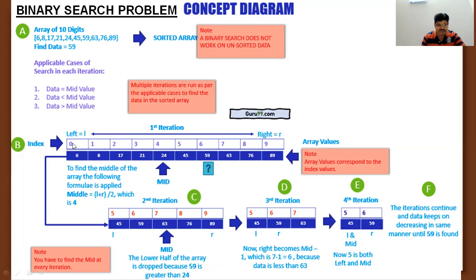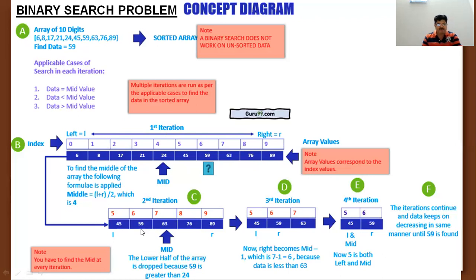Why have I ignored 0 to 4? Because we compare the key with the middle element. When we compare the key element with the middle element, the key element is greater than the middle element: 59 is greater than 24. In this case, we can simply ignore the left side of the subarray, and consider the right side of the subarray.